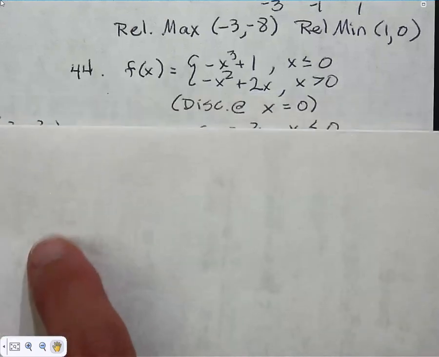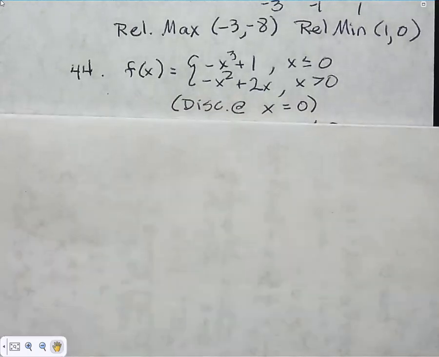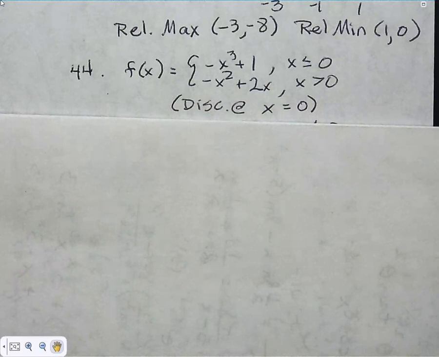No. 0 needs to go on your number line after you make the critical points.